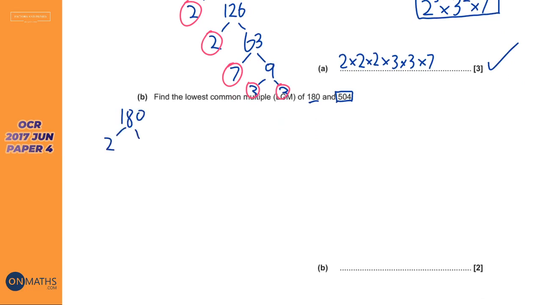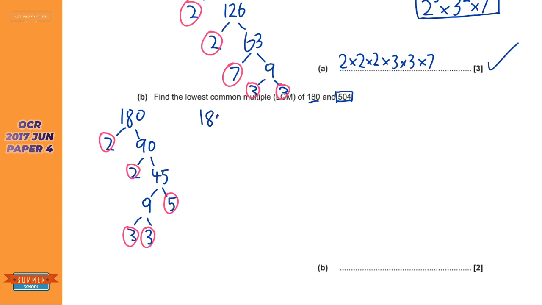180 is a nice number to do it for, because it's 2 and 90, 2 and 45, what is it, 9 and 5. And if you ever get in a situation here where you've got the prime on the right hand side, you can just split up the one on the left, that's fine. So we've got 3, 3, 5, 2, 2. Okay, so I'm going to write out the numbers so that I can cross them off. So we've got 2 times 2 times 3 times 3 times 5. What was it, 504. We've already got above, so I'm just copying this down from above.